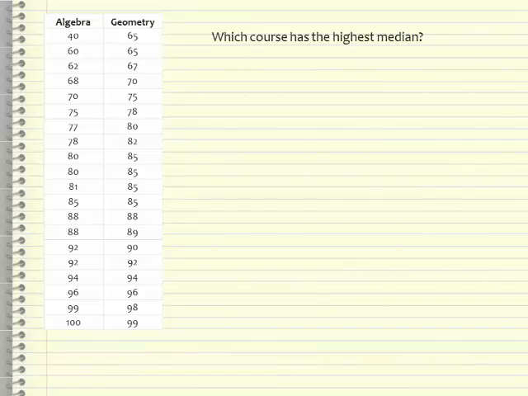The highest median, again, we'll need to bring over our data. So we had 72.5, 80.5, and 92. We had 76.5, 85, and 91. 85 is a higher median, so that's geometry.